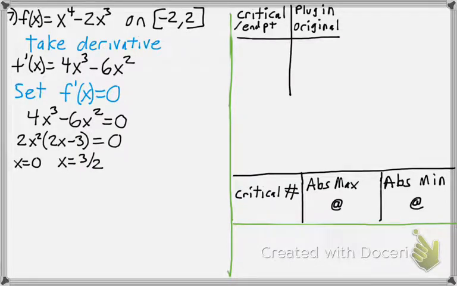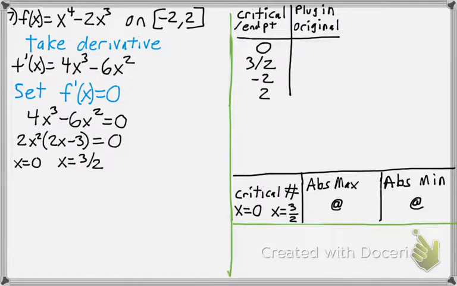So those are my critical numbers. So I'm going to put those in the box where I have the critical number. So x is equal to 0, and x is equal to 3 over 2. Now, we need to figure out what is the absolute maximum, what is the absolute minimum. So these critical points, 0 and 3 over 2, those could potentially be where my maximums and minimums are. Also the endpoints, so -2 and 2.